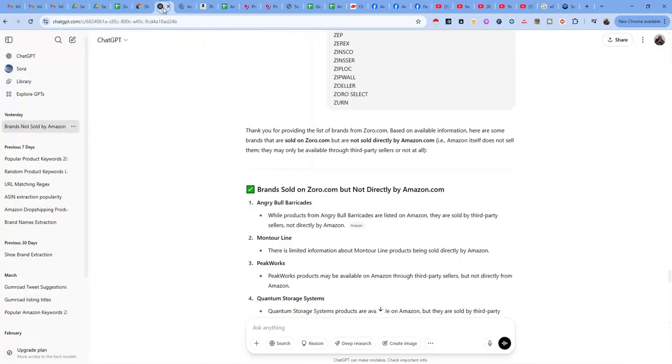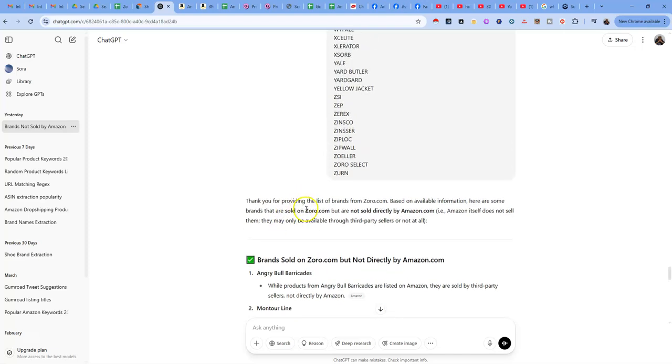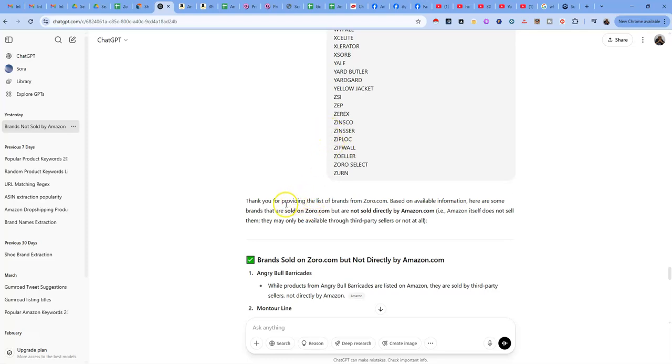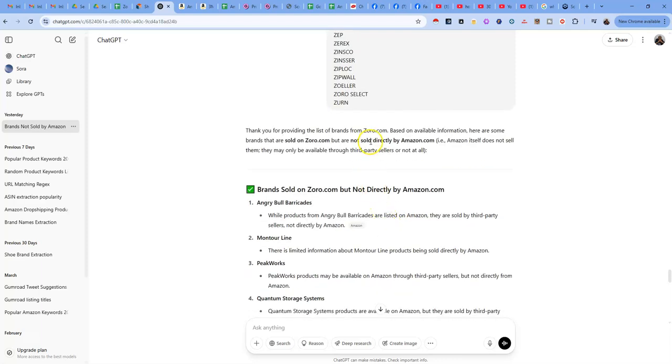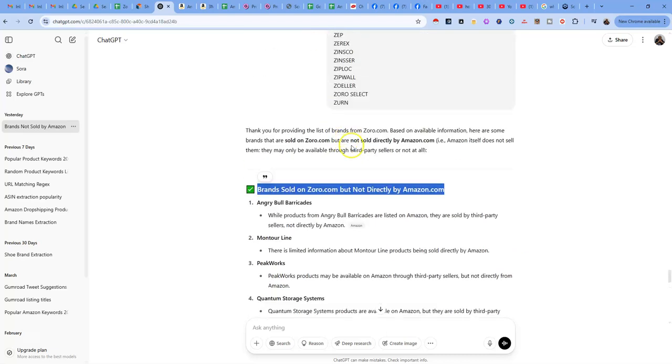There is actually a totally free way to do it, which is using ChatGPT, OpenAI. I did not realize that I could do this literally until today. It turns out, if you give ChatGPT a list of brands from a supplier, which I did from Zoro, and you ask it to tell you which brands are sold on Zoro but are not sold directly by Amazon, it will in fact be able to do that. And as you can see, it gave me a list. Brands sold on Zoro.com but not directly by Amazon.